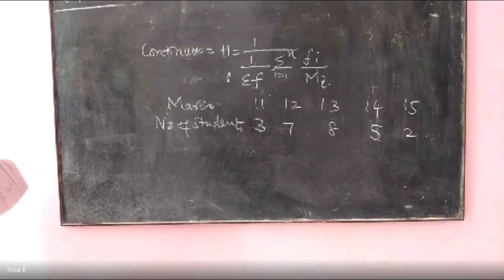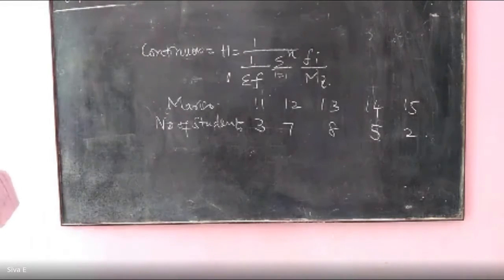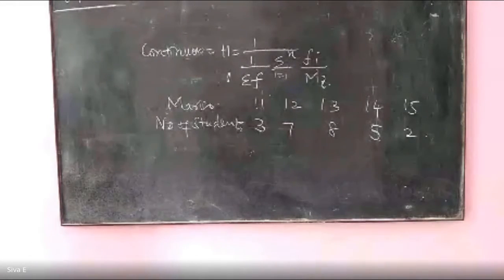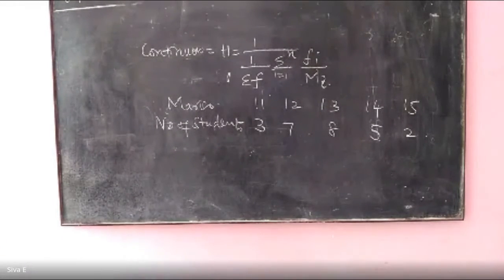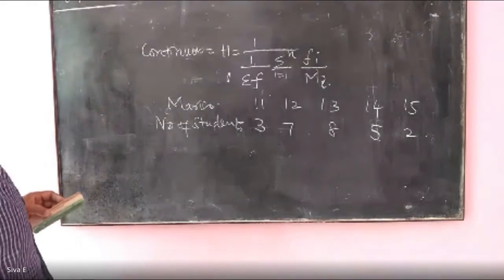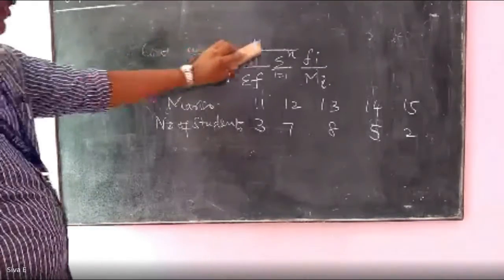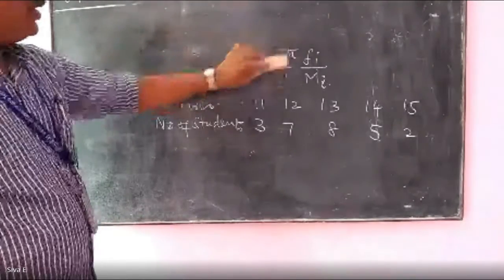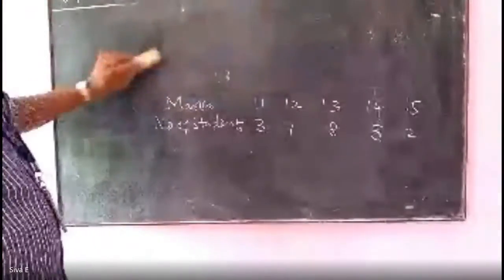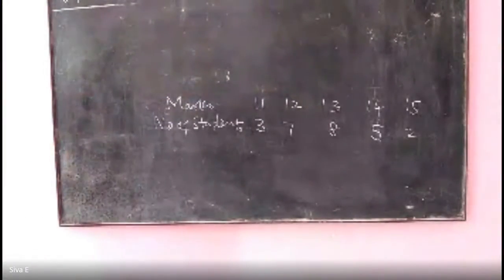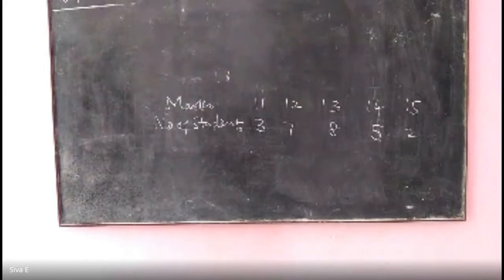Many of them do not identify the type of data actually. First you have to identify the type of data, then apply the formula accordingly. Now for the discrete type data, the first step is you have to write the formula.